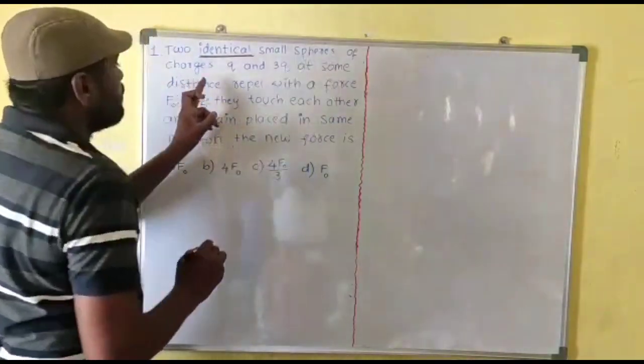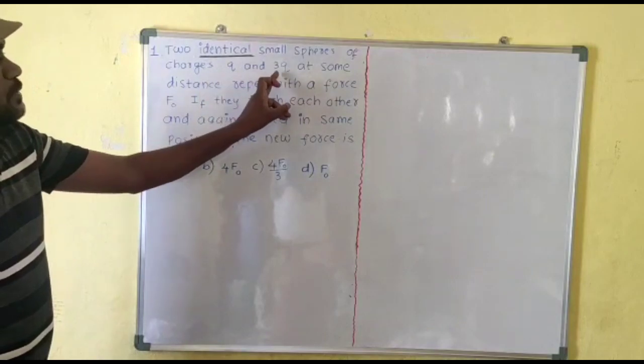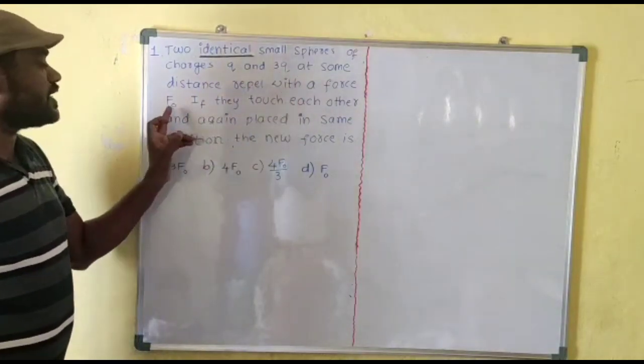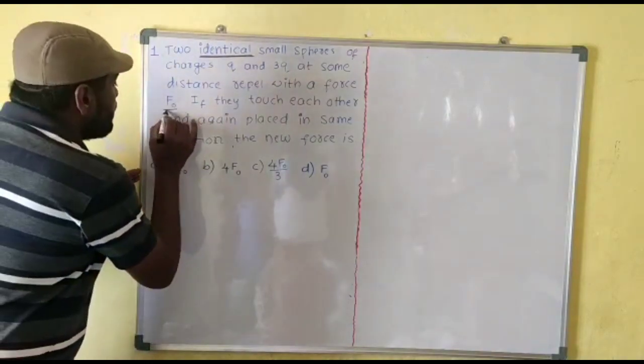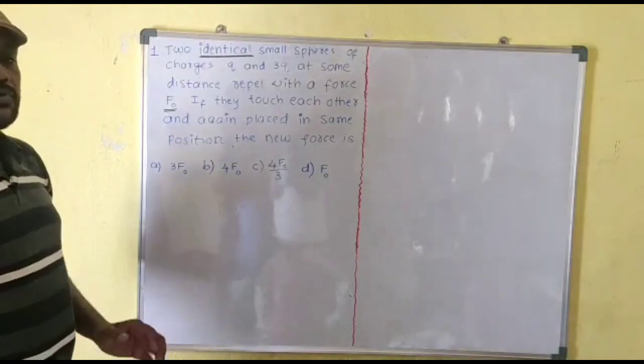So spheres of charge Q and 3Q. First sphere charge Q, second sphere charge is 3Q. At some distance they repel with a force F0. The force is also given, that is F0. If they touch each other and are again placed in the same position, means what?